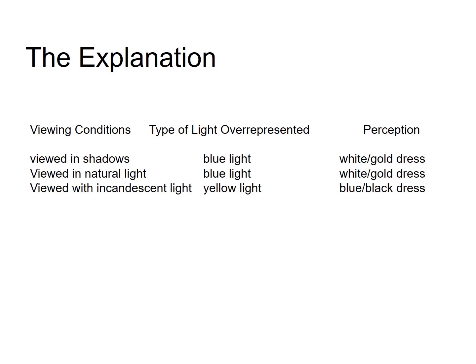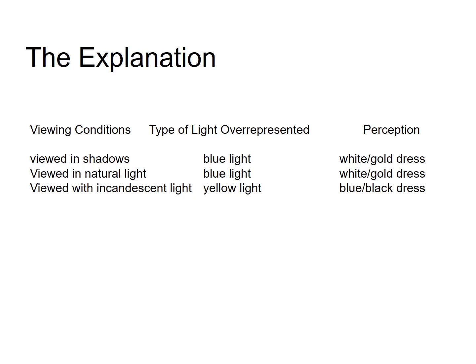The explanation was that our brains are actually making adjustments in what we see all the time, adjusting how we interpret the colors in our environment. So if you viewed the initial dress in a shadowy environment, then there was an overrepresentation of blue light, and the brain compensated for that, taking out excess blue light, but maybe too much, so some people ended up seeing the dress as white and gold.